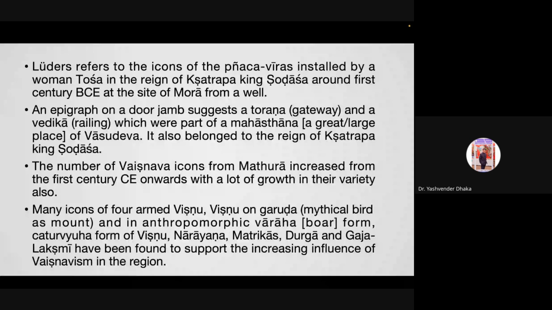Now, here the icons include four-armed Vishnu on Garuda, his vahana, Varaha in anthropomorphic form, Vishnu in Chaturvyuha form, Narayana, Matrikas, Durga, Gajalakshmi. So, you can see the increasing influence of Vaishnavism from the 1st century to the 5th century CE.